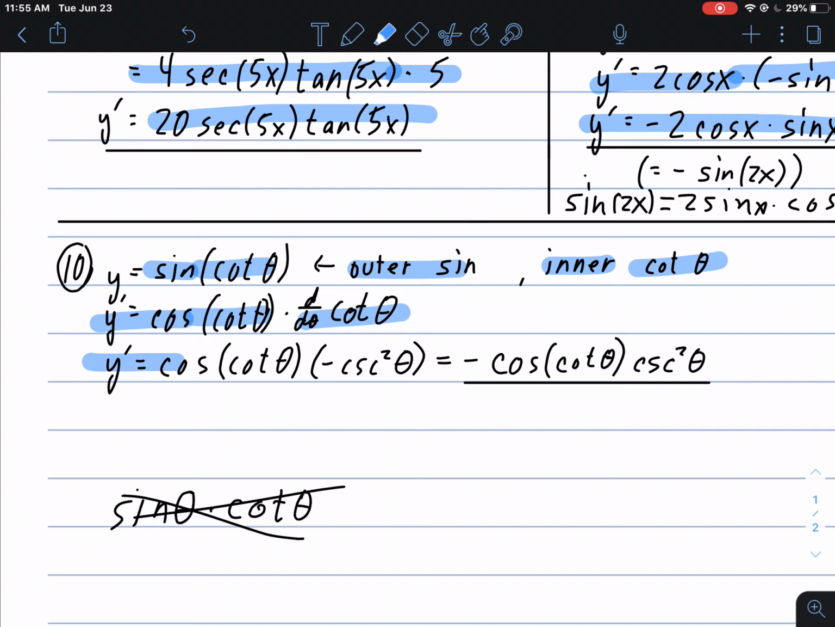So again, this part just comes down. I'm done with that. Cosine of cotan theta times the derivative of cotangent. We don't see cotangent a lot, but it is a trig function, so we need to know its derivative. The derivative of cotangent is negative cosecant squared theta. And then I just cleaned it up by bringing that negative out to the front. So I've got y prime equal to the negative of cosine of the cotangent of theta times cosecant squared theta.